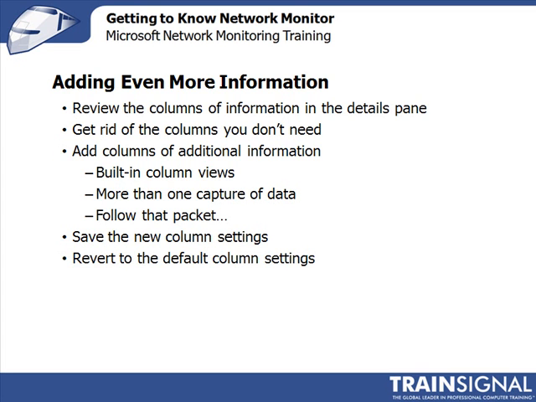We had a client and a server, and in between that we had a firewall. So when you do have multiple captures, there's a very specific column of data that I like to add so I can follow that data from one machine to the next, to the next, to the next, and I just refer to that as follow that packet. You can also save the new column settings or revert back to the default column settings anytime you need to.